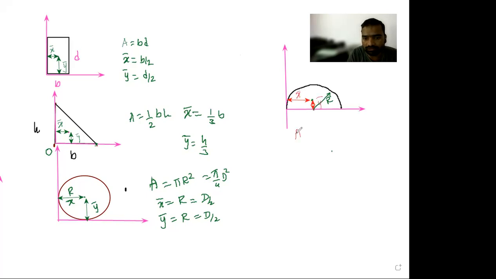So can you tell me what is the area of this semicircle? Pi r square upon 2, divided by 2. Then can you tell me what is x bar? X bar from the reference axis. Where is the reference axis? This is the reference axis. Along the horizontal direction, it is 2r in total. I want half of that, that is only r. Then y bar is equal to 4r upon 3 pi. Is it clear, sir, everyone?